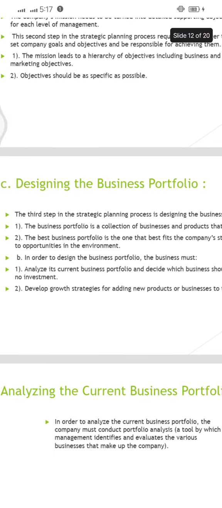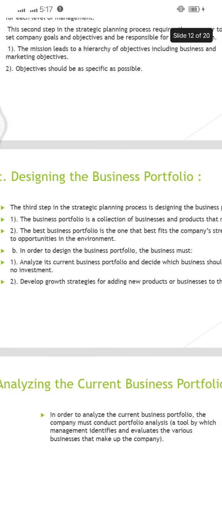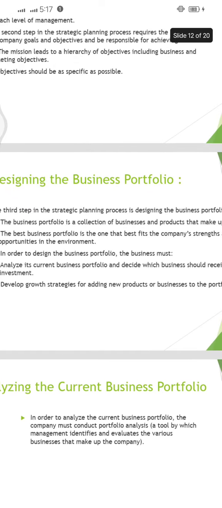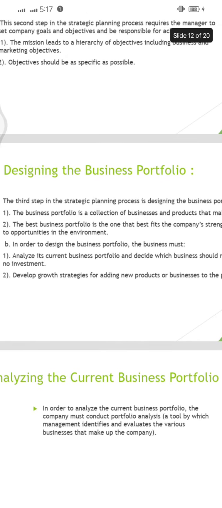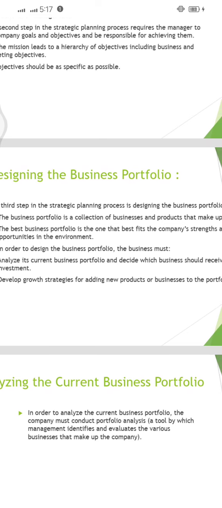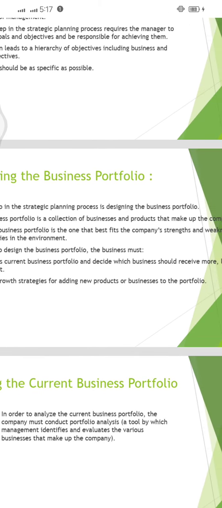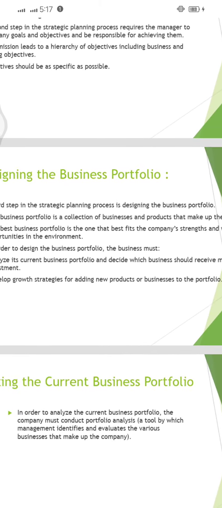आगे देखते हैं designing the business portfolio. The third step in the strategic planning process is designing the business portfolio. Number 1, the business portfolio is a collection of businesses and products that make up the company.